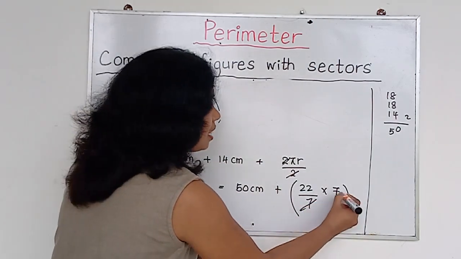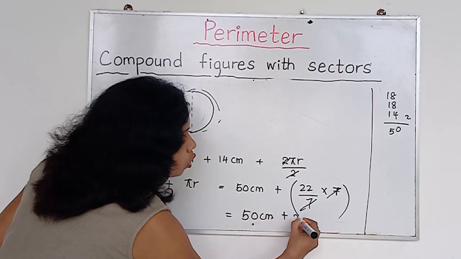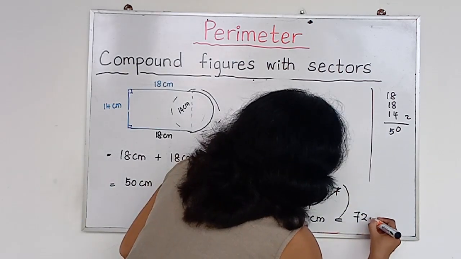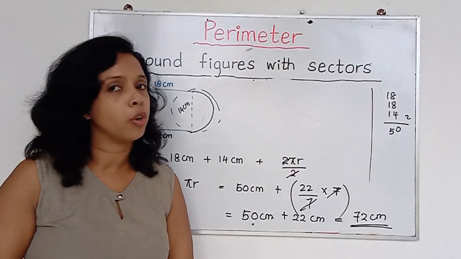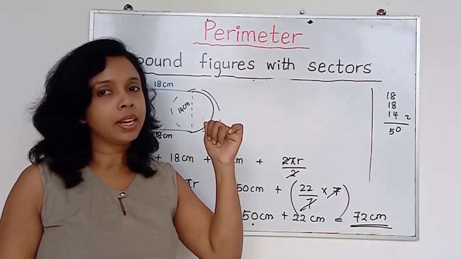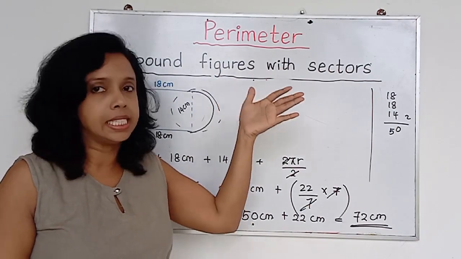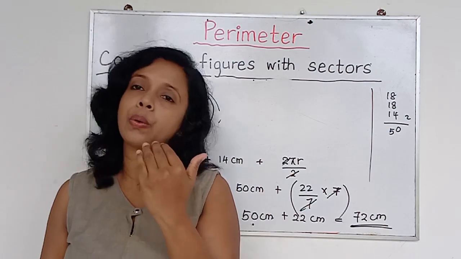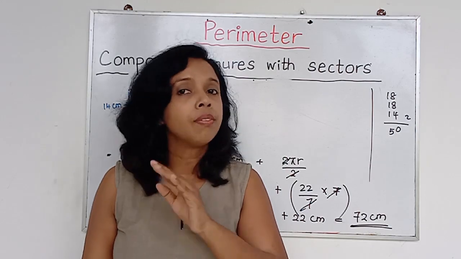Okay. Then 7 you can simplify. Then what is the final answer? 50 centimeters plus 22 centimeters. The answer should be 72 centimeters. This is the perimeter of this given compound figure. Hope everybody understood. What you want to do, children? You want to start from a particular point and go around that given shape. You want to find each and every distance. So if there is a sector, you want to look at whether it's a half circle or a quarter circle or else another sector with a given angle value, right?